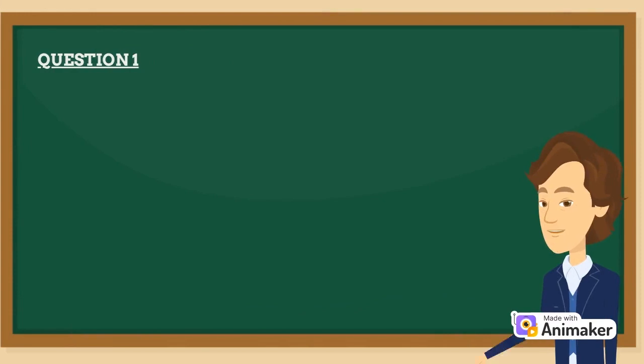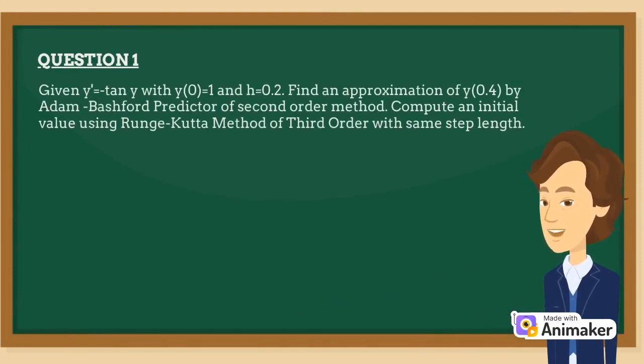This is the first question, given y prime equals negative tan y and also step length h equals 0.2. Based on the first equation, we need to approximate the y solution when x equals 0.4 by the Adams-Bashforth predictor method. So, we need to apply the third-order Runge-Kutta method to find another new initial condition, y equals 1 when x equals 0.4. This question tells us about the application of two numerical methods to find y when x equals 0.4. We go to solution 1.